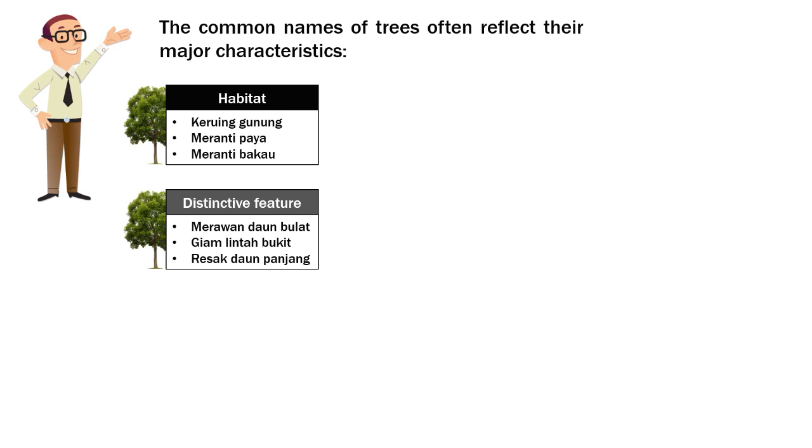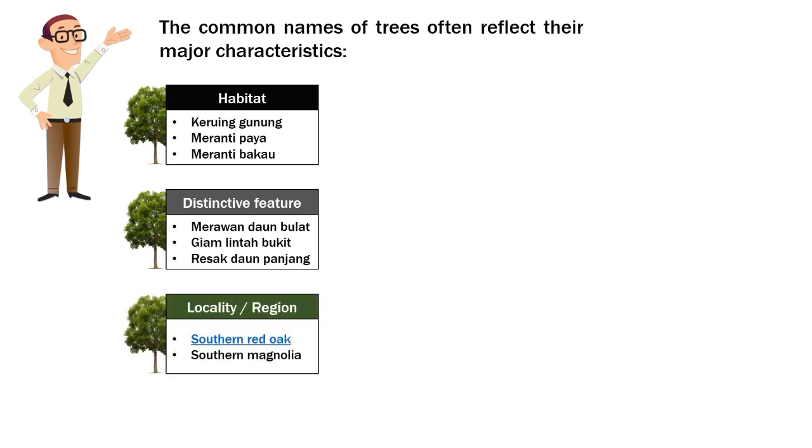And giam lintah bukit, lintah, is referring to the petiole of the leaf being identical to a leech. And resak daun panjang is referring to the oblong or long shape of its leaf. The third characteristic is locality or region. So this is referring to the origin growth of the species.